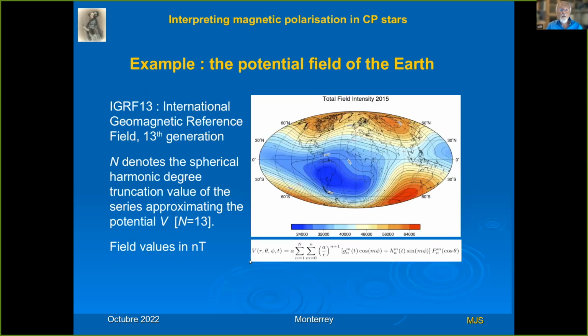But yeah, for example, the potential field of the Earth, it's well known. Here is the International Geomagnetic Reference Field, the 13th generation, and they go to a spherical harmonic degree of 13. In CP stars, it had been mostly 10, but for a few, it has gone up to n equals 20. Here, the field values are in nanotesla instead of the usual Gauss and kilogauss for CP stars.